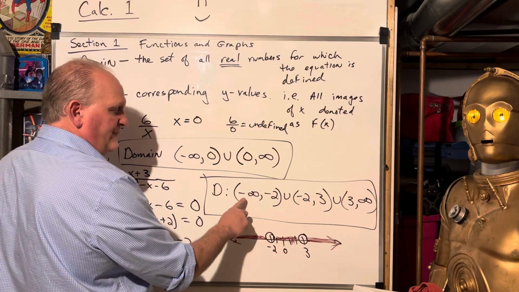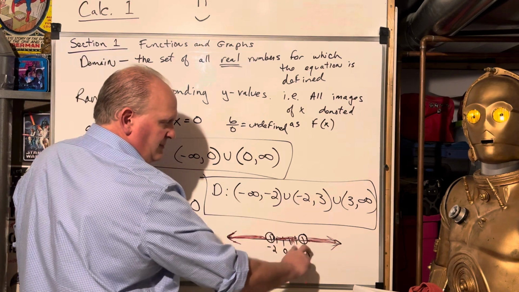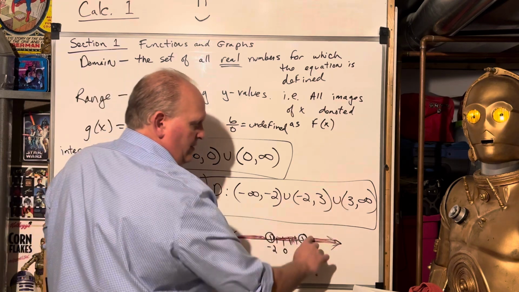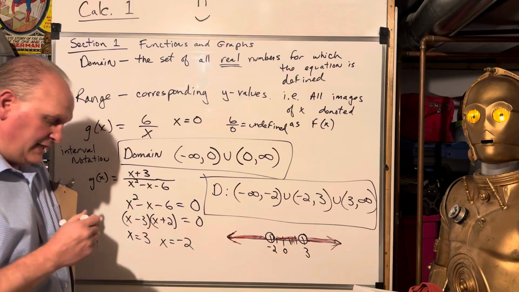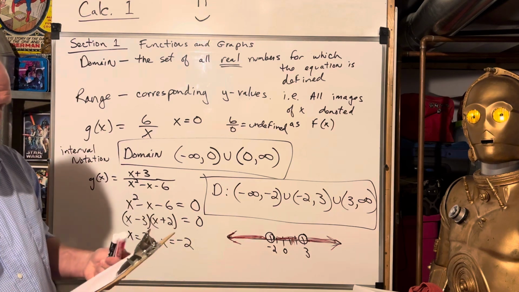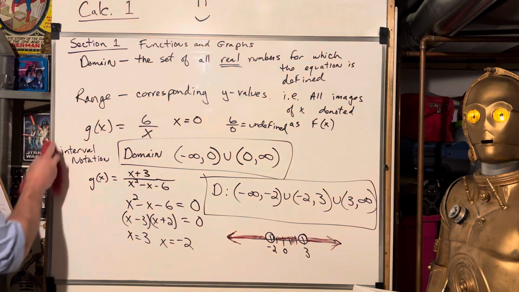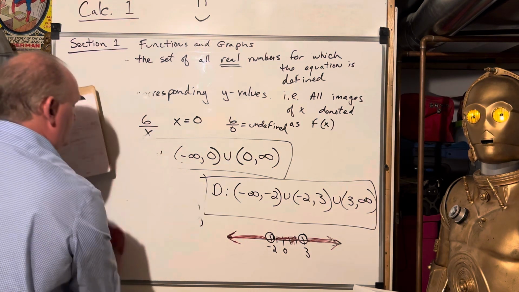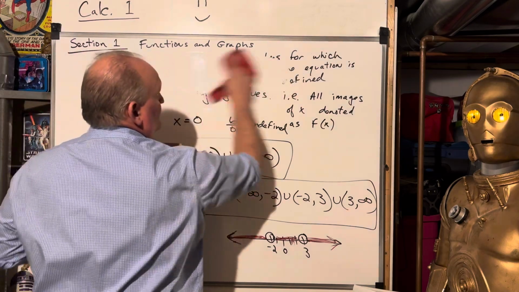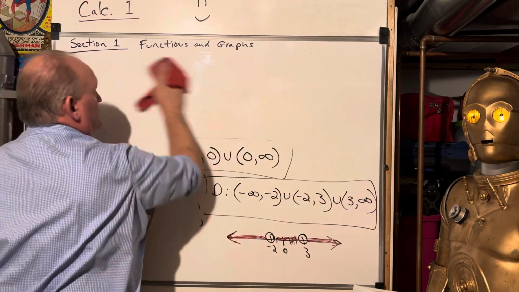So negative infinity to negative 2, that's what this signifies. Negative 2 to positive 3, that's that. And then 3 to positive infinity, that's that. And this is what it would have looked like back in your number line days with open and closed circles and such. All right, let's look at the other two here. And then we'll go to the next one.